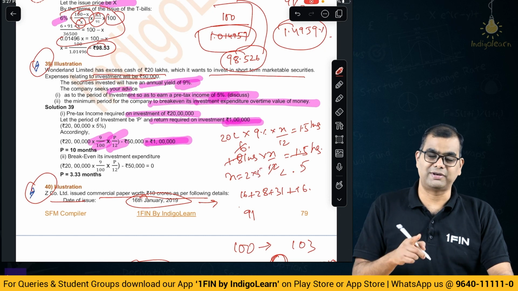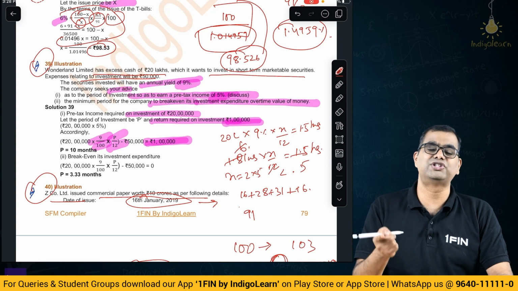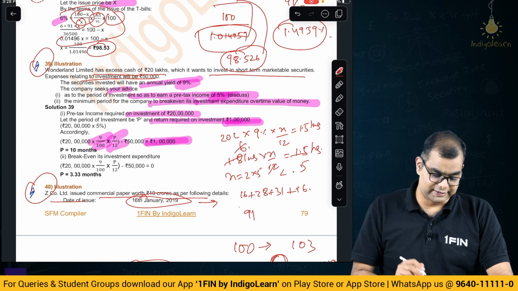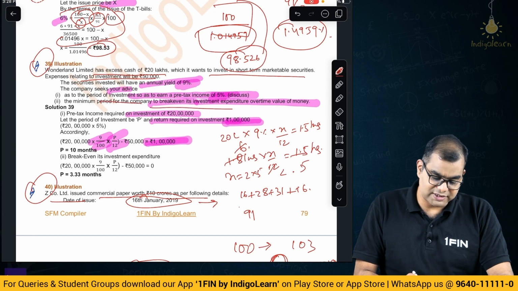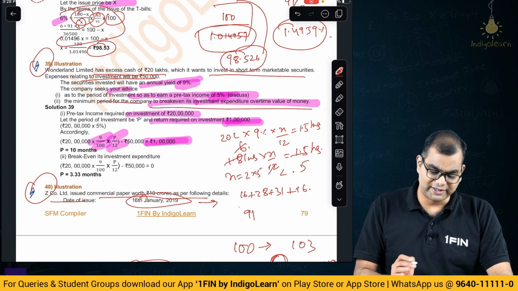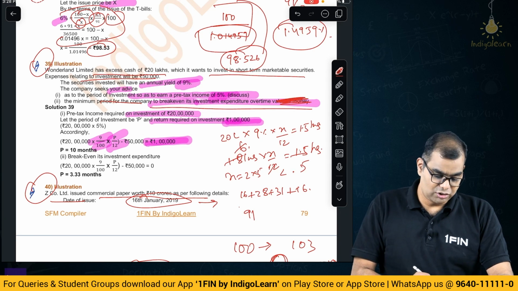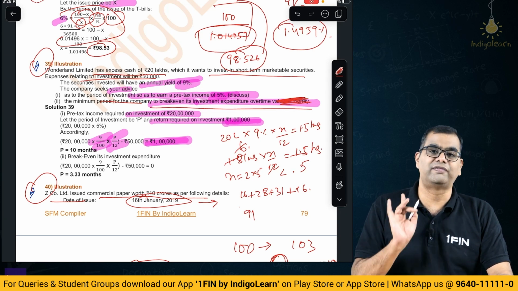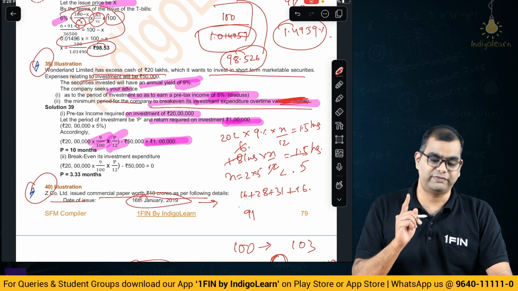So, if you invest for 10 months, earn 9%, and subtract 50,000 out of that, you get 1 lakh, which is basically your 5% return. Now, what is the second part of the question? The minimum period for the company to break even its investment expenditure over time. I don't think the time value of money is a relevant point here. So, you need to recover only 50,000. How long will it take to recover 50,000 if you keep getting a return of 9%?